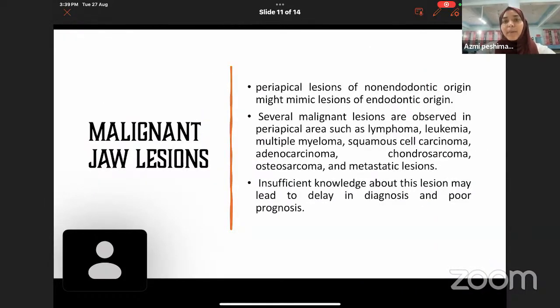Malignant jaw lesions: periapical lesions of non-endodontic origin might mimic lesions of endodontic origin. Several malignant lesions are observed in periapical areas, such as lymphoma, leukemia, multiple myeloma, squamous cell carcinoma, and chondrosarcoma. Insufficient knowledge about these lesions may lead to delay in diagnosis.